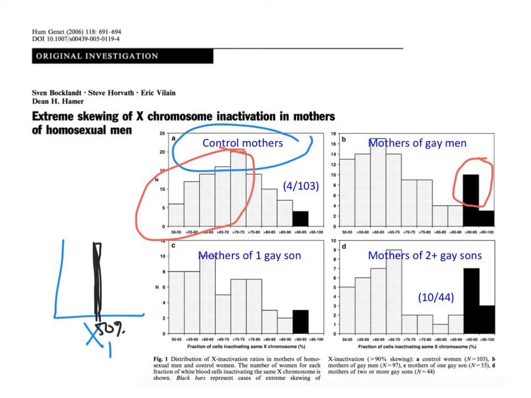Now when you just switch from looking at mothers of heterosexual men to mothers of homosexual men, you see this huge increase in the number of mothers that have extreme bias towards turning off one X chromosome and not both, either randomly. And this effect is mostly due to the mothers of more than one gay son. So that huge column at 90 to 95% of X chromosome 1, say, being inactivated, comes mostly from those mothers that have multiple gay sons.